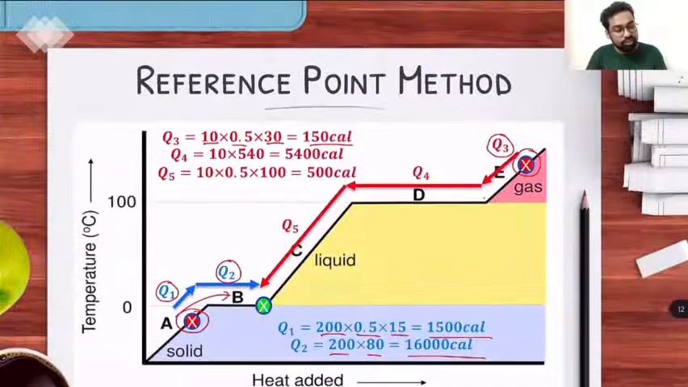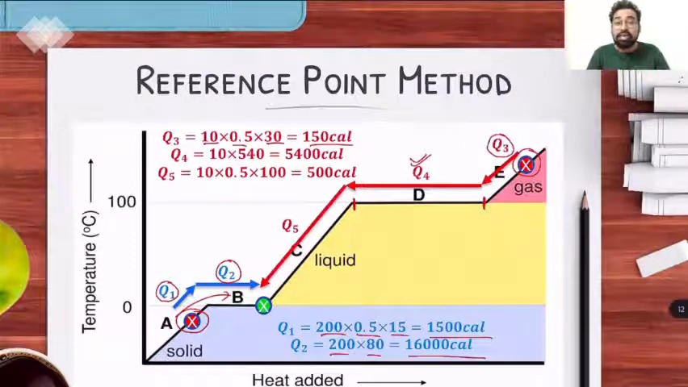Similarly, once we've reached here, we want this heat Q4, that is the latent heat, that we have to take from the steam at 100 degrees Celsius to convert it into water at 100 degrees Celsius. This would be m into L. Once again, the latent heat of vaporization for steam is 540 calories per gram. So you can say that this turns out to be 5400 calories. We still haven't reached the reference point yet.